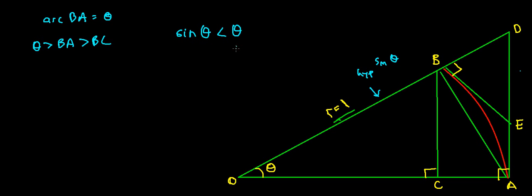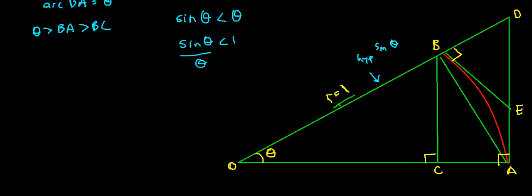So I get this inequality, and I can divide out by theta. Or I could leave it like that and do it later, but sine theta is less than theta. Sine theta over theta is less than 1. So I've got something that's smaller than this. Now I need to work on this side right over here, this big triangle.